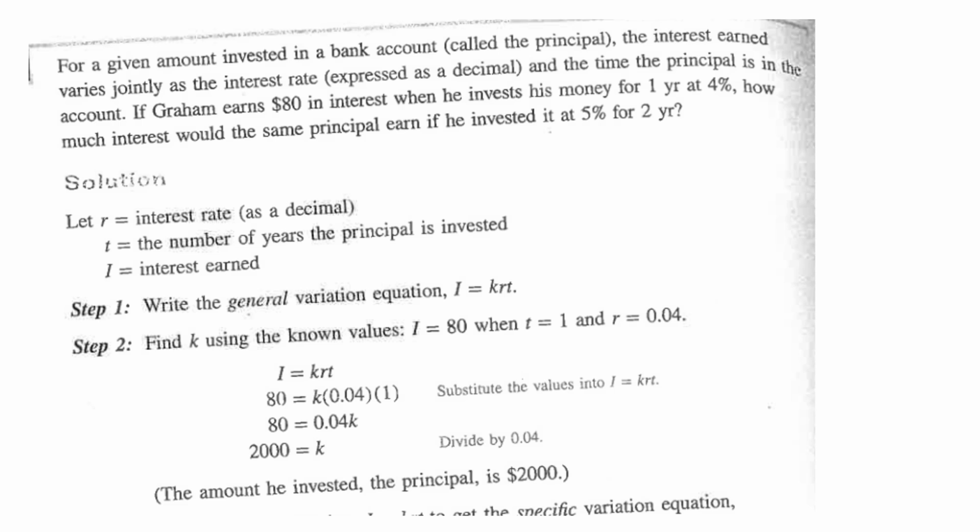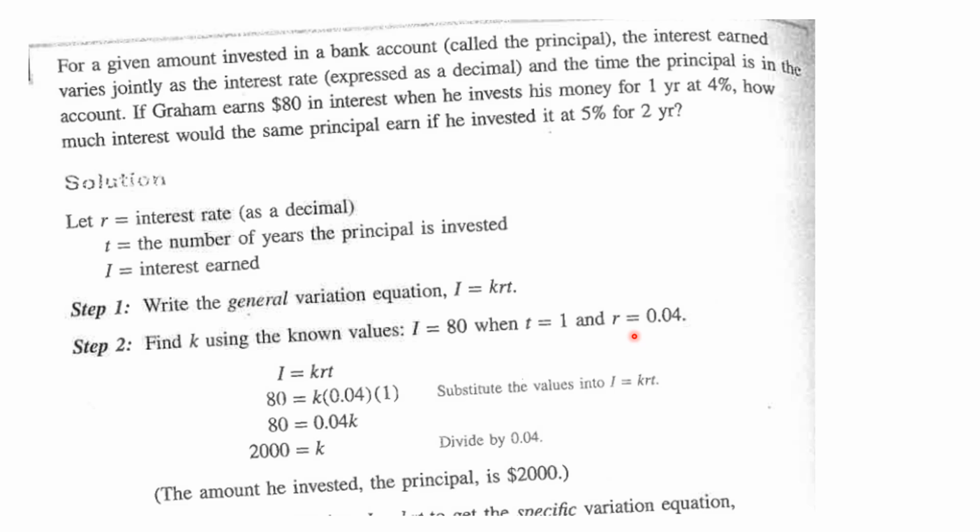We're going to define variables here. Let r equal the interest rate as a decimal, let t equal the number of years the principal is invested, and i is the interest earned. The interest rate is a decimal per year in this scenario. We can write the general variation equation from the words we had before. It's varying jointly, so i is equal to k r t. Now we know that i is 80 when t is equal to 1 and r is equal to 0.04.